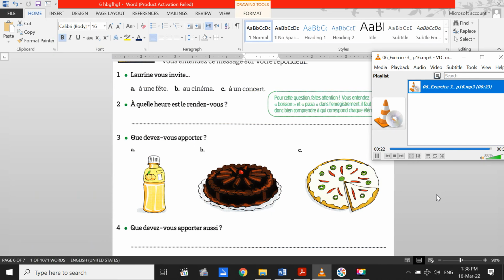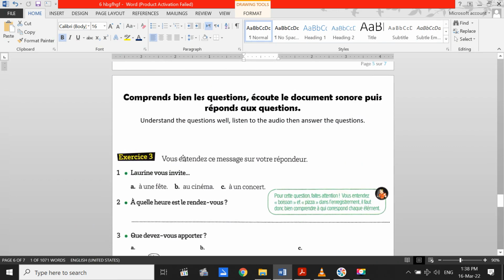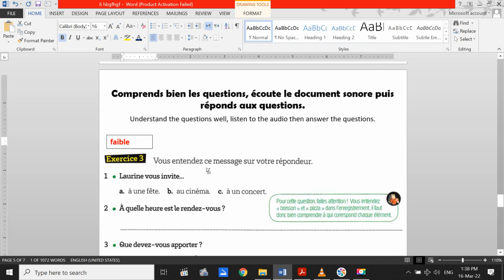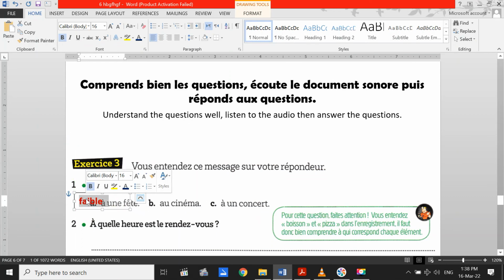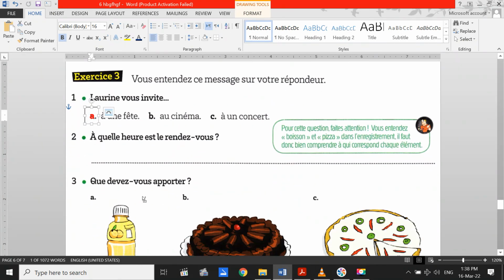À vendredi? Pay attention that we have here a confusing part. She said something in number 3. She said, Laurine, je vous invite à une fête. So here she said à une fête, so the answer is A. The first one is A. Je vous invite à une fête. À quelle heure est le rendez-vous?